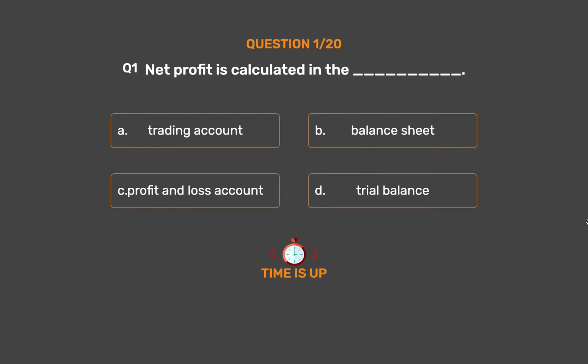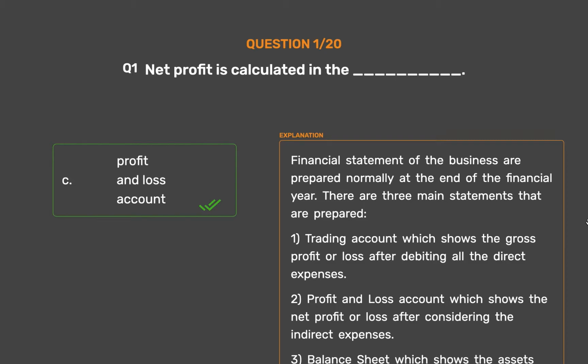The correct answer is Option C. Profit and loss account. Financial statements of the business are prepared normally at the end of the financial year. There are three main statements that are prepared. 1. Trading account, which shows the gross profit or loss after debiting all the direct expenses. 2. Profit and loss account, which shows the net profit or loss after considering the indirect expenses. 3. Balance sheet, which shows the assets and liabilities of the firm as on the date.